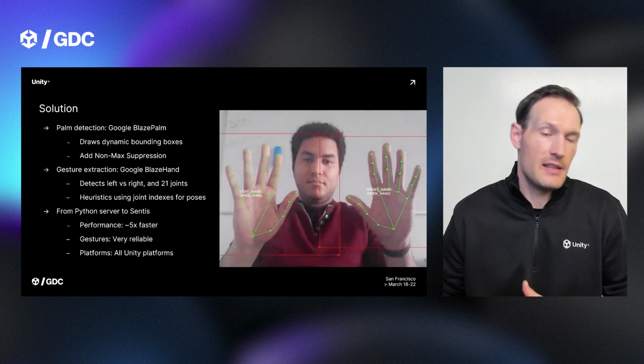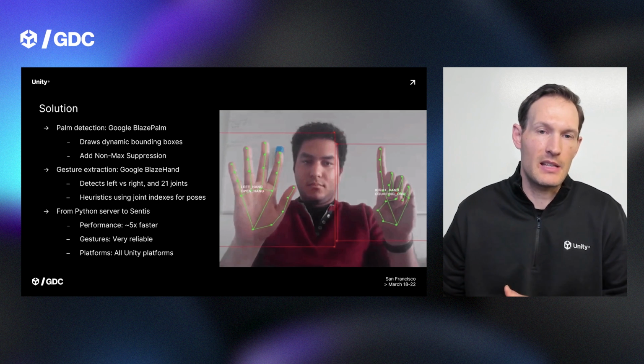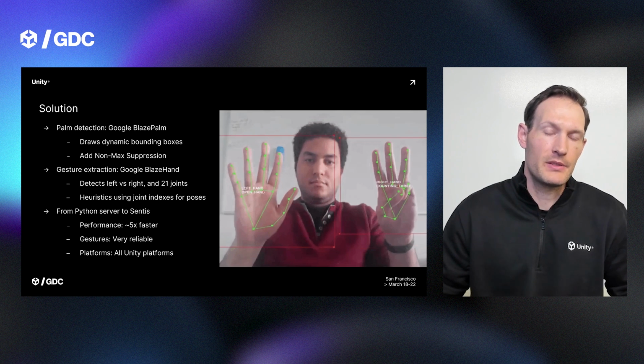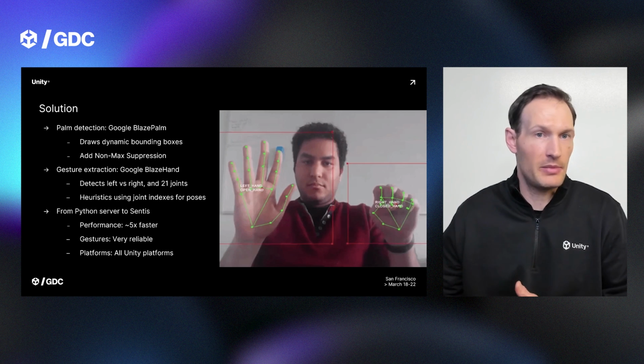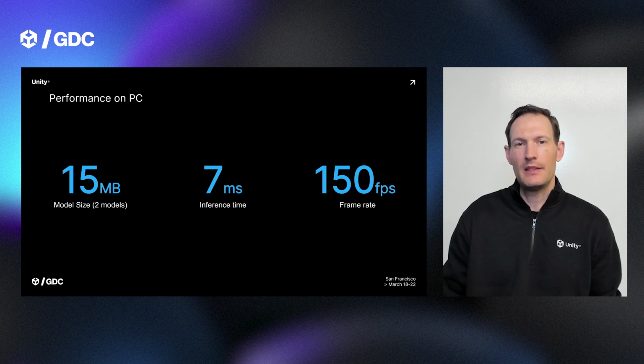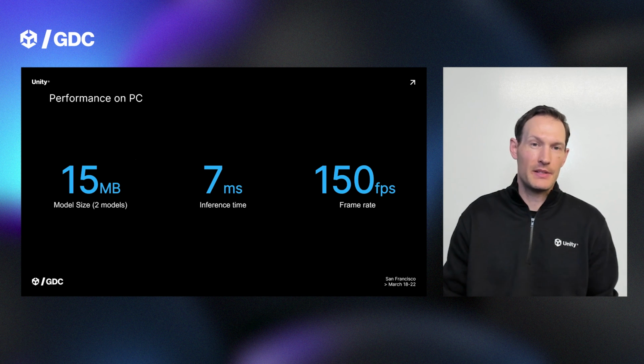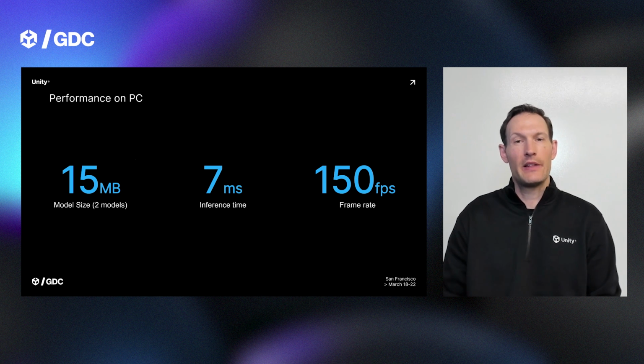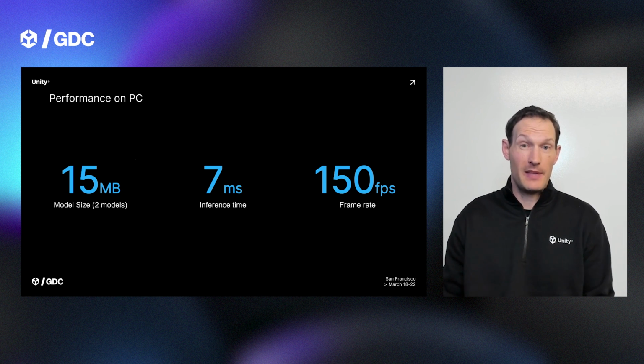And lastly, now they're not relegated to just desktop platforms with the local Python server. They can run to mobile or other platforms in the future. So let's take a look at performance of this game. So the 2 Google models add up to just 15 megabytes. So there's no issue shipping that in the runtime app. The inference is running at just under 7 milliseconds, which is really fast. And they're able to achieve 150 FPS, significantly higher than their original 90 FPS target.